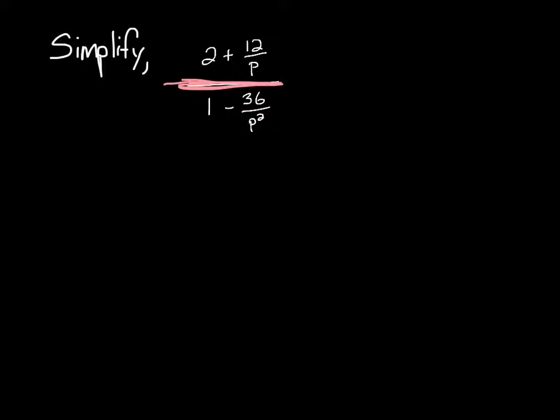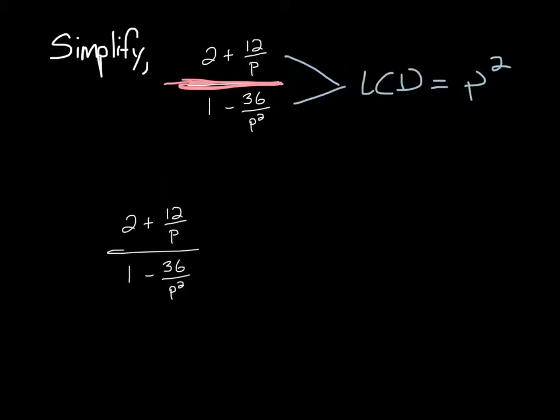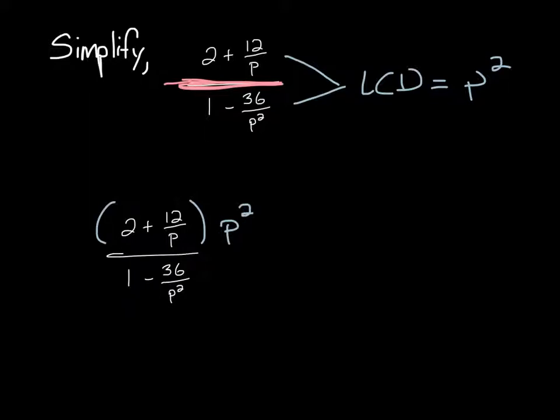And so what we're going to do is to identify the least common denominator of our fractional terms. And so we're going to look at this 12 over p and 36 over p squared and identify the least common denominator. The LCD of these two terms is p squared. Once we've identified the least common denominator, what we're going to do is take this complex fraction and multiply the numerator and denominator by p squared, which is this least common denominator.